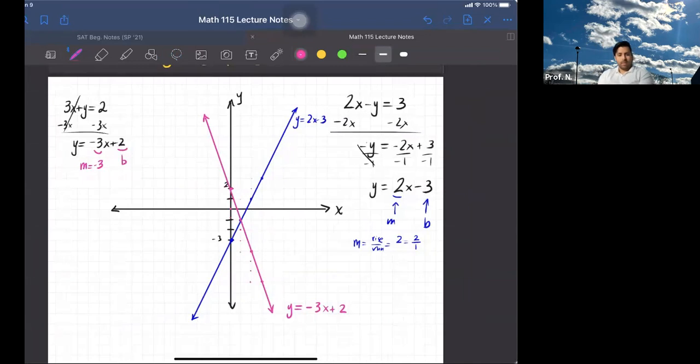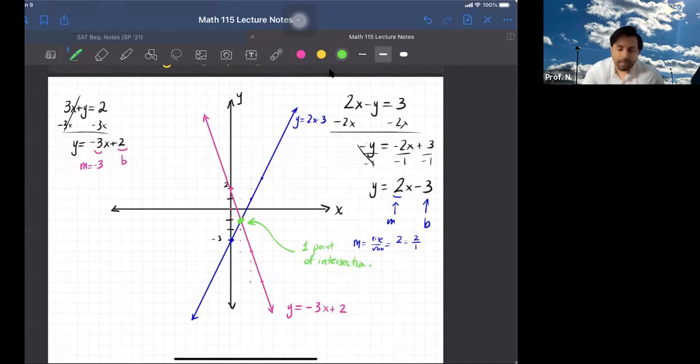Now what? Why do I care about these two lines? I care that they intersect. Exactly. The intersection point is what we care about. So they intersect. And what is the point of intersection? This is one point of intersection.